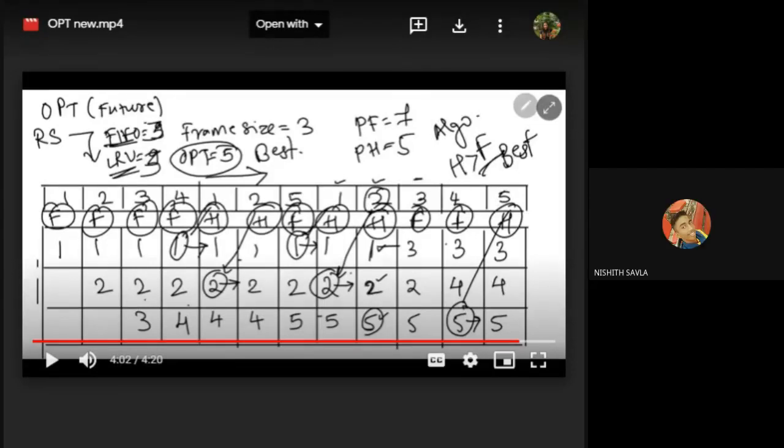Okay? And ma'am, in LRU, if the frame size is 4, the last 4 will be checked. Right. Yes, last 4 will be checked. If it is 5, last 5. So you go back as many as the frame size. Okay, ma'am. Any doubt so far?